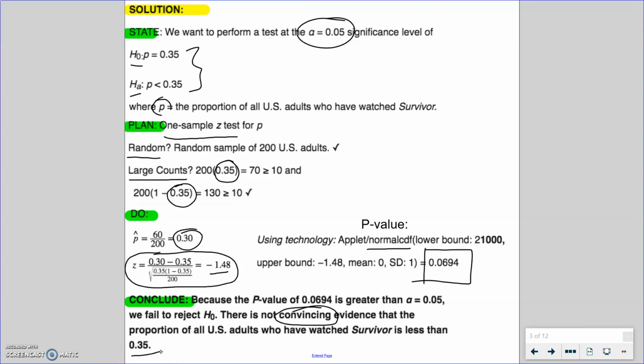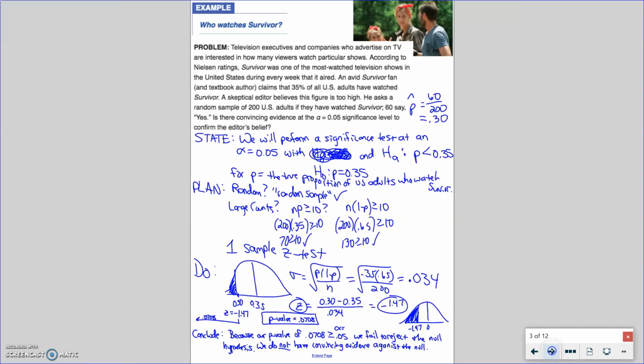So we have some evidence, but it's not convincing enough to completely go to that other editor and say, hey, your 35% is wrong, mine is more correct, right? You need to have more to support than that.